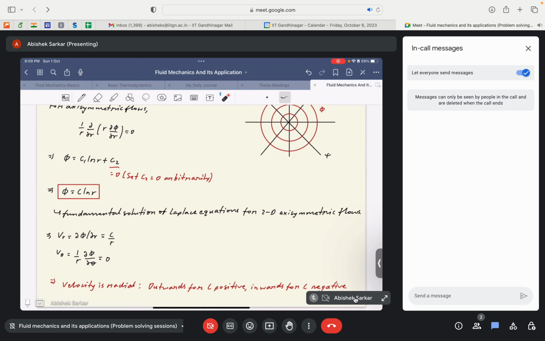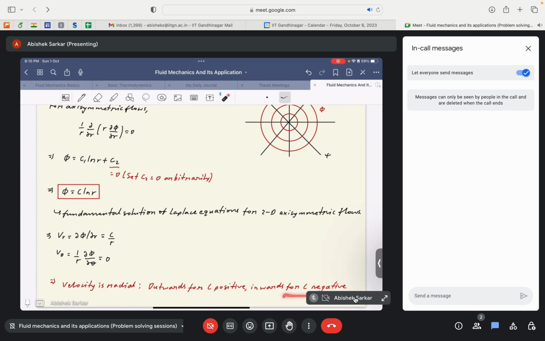Okay, now we see that if we have phi, then we can compute Vr and V theta, because we know the relationship. Vr is given by the partial derivative of phi with respect to r, which is equal to C by r, and V theta is equal to 0. This tells us that the V theta component in the case of source or sink flows is 0. There is no angular component of the velocity field, so the velocity field is only radial. If the flow is outwards, as in the case of a source, C would be positive, and if the flow is inwards, as in the case of a sink, then C would be negative.